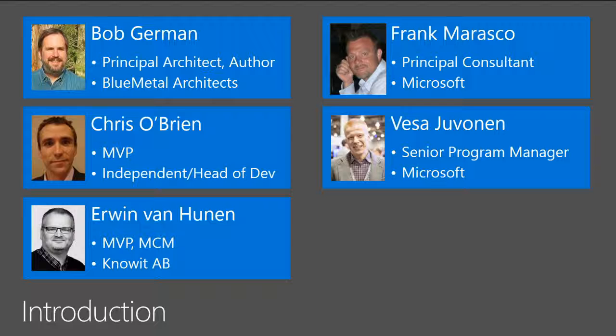But let's go around for the introductions and see who we have on the stage. Thanks. I'm Bob German. I'm a principal architect for Blue Metal Architects. I worked for Microsoft for 16 years. I wrote a book on SharePoint development, which is completely wrong now, so we're going to show you the new way to do it. I'm Chris O'Brien. I'm an independent consultant in the UK. I have a long-standing relationship with a company there called Content & Code. I act as their head of development, a team of 20 devs, busy with on-premises projects and Office 365, and we see quite a lot of different flavors of development.